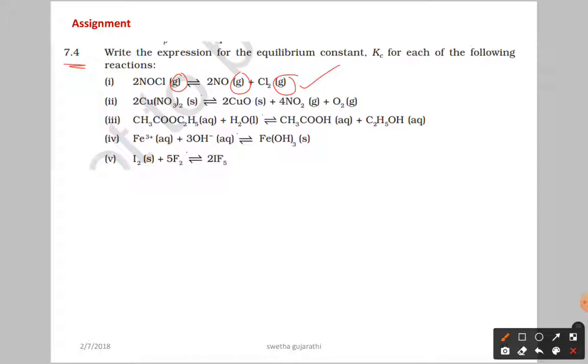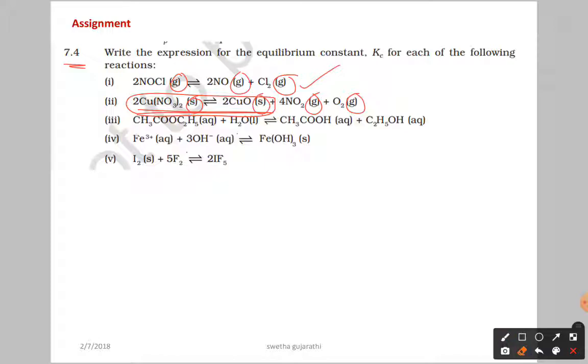Now let us see this example: is it homogeneous or heterogeneous? Heterogeneous. Let us see how. Here this is a solid, this is a solid, and here we have gas. So while writing the expression, you are going to exclude these two. Why? Because for pure solids and liquids there is not much variation in the concentration. Go for the next example.